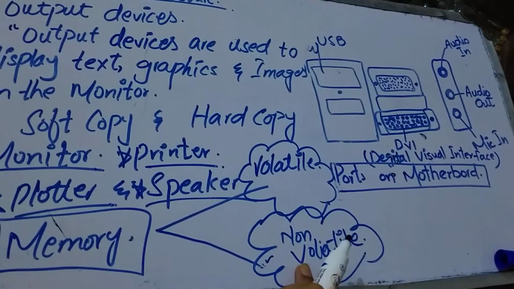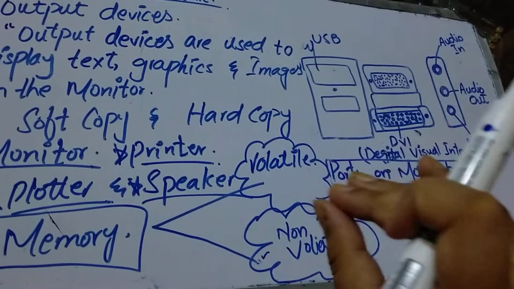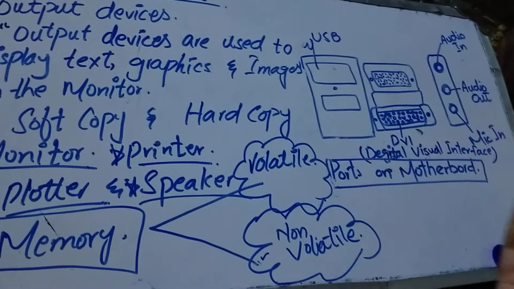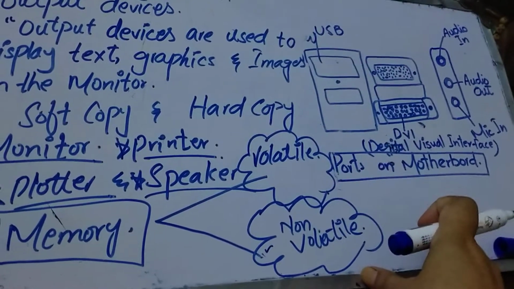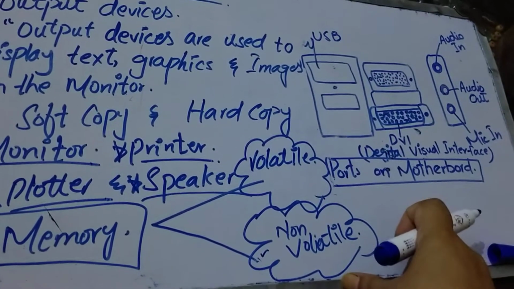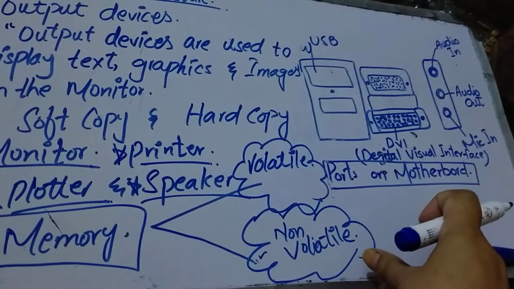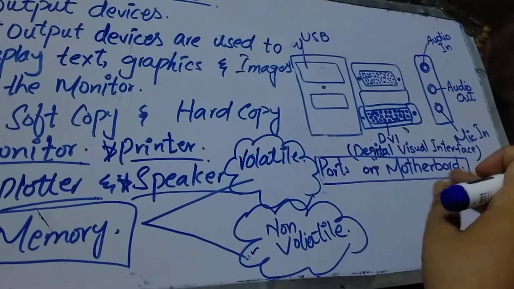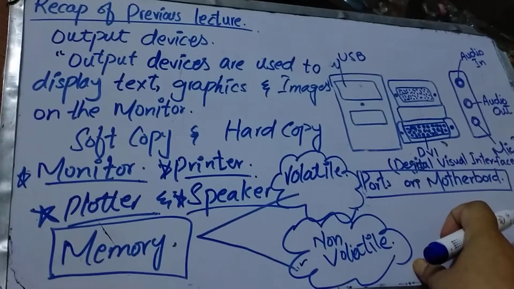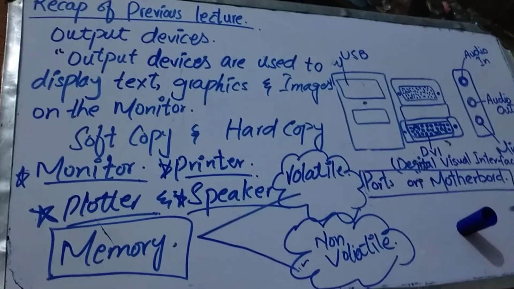So how to define non-volatile? Which does not need electric power supply, which does not continuously need electric charge or electric power supply. The examples of non-volatile are ROM and secondary memory. What is ROM? ROM stands for read only memory. Clear? So this is your short recap of your previous lecture.